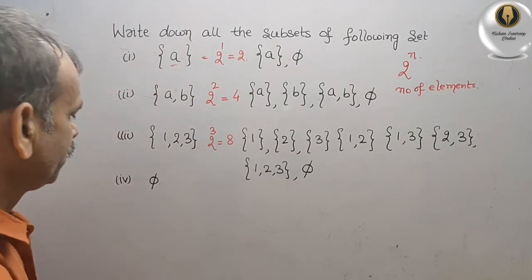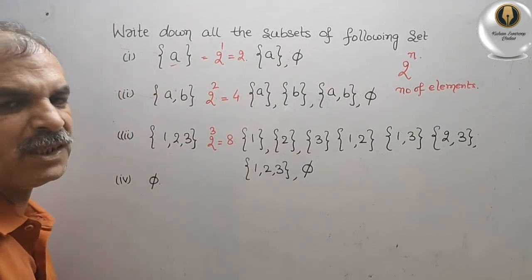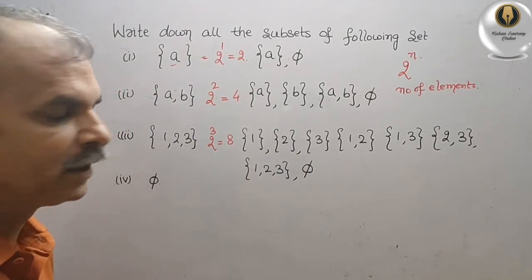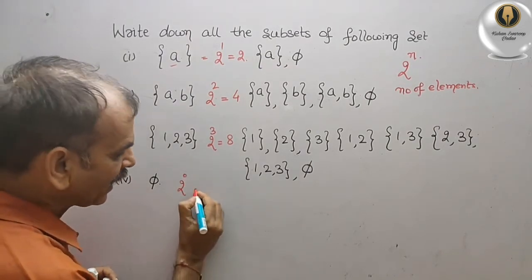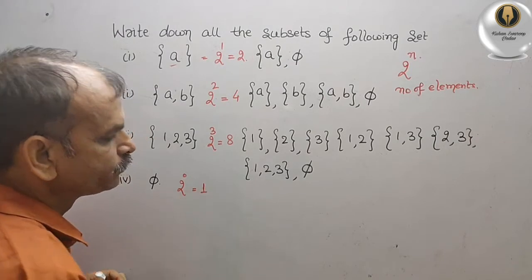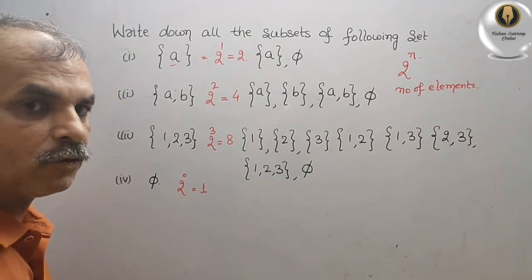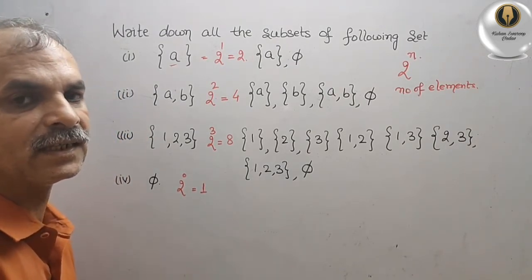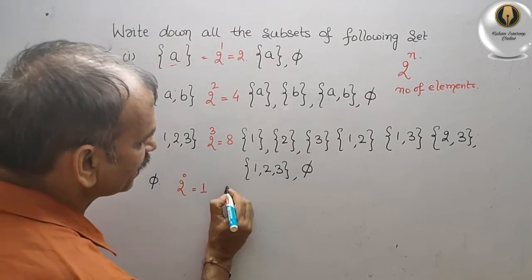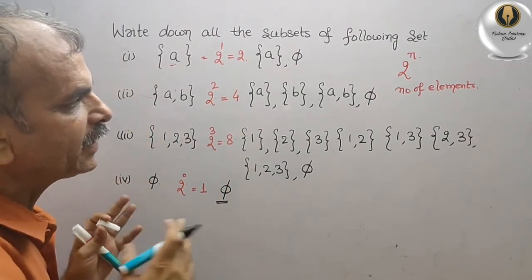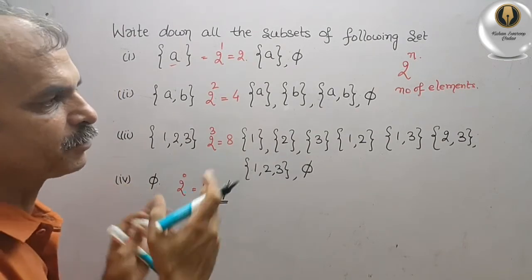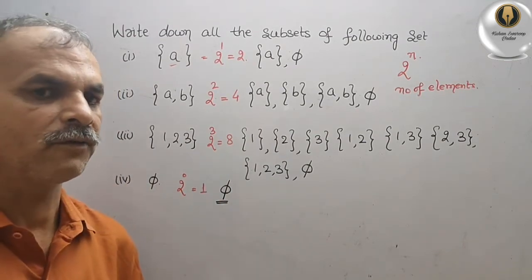Next question. Here they have written phi. Phi means empty set without any element. That means 2 to the power of 0, that is equal to 1. That means you will get a single set, that is your empty set only. So like this we have to derive all the subsets of whatever they will give.